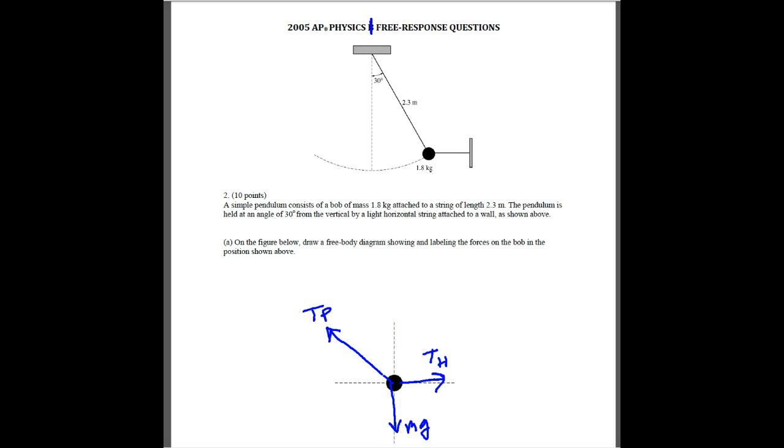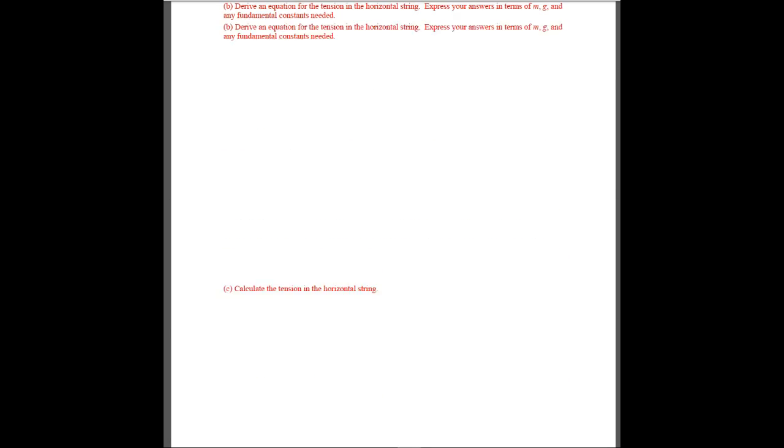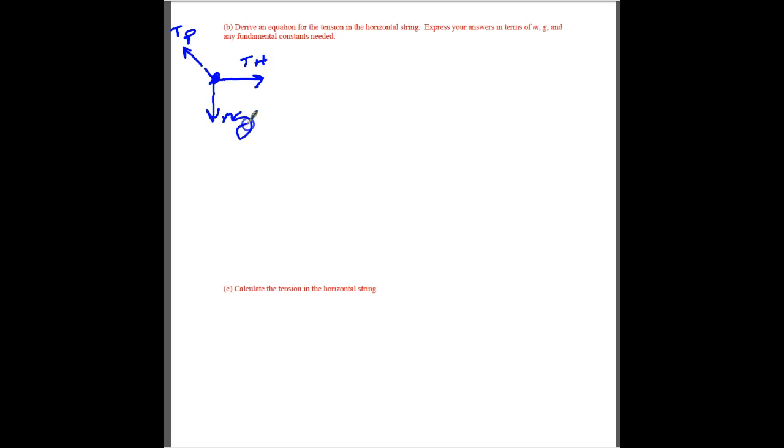For the next part, it wants us to derive an equation for the tension in the horizontal string. Express your answers in terms of mg and any fundamental constants we need. So let's go back to this again. This is TP, tension of the pendulum. This is TH, tension in the horizontal string. And then finally we have mg.